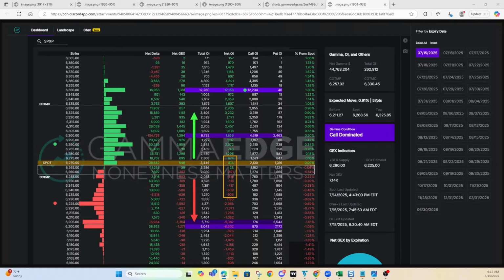But intraday, we'll provide some updates if we see anything change or anything notable for any single stocks. But as of now, everything is call dominated, and call speculators are maintaining control, and 6,300 is that first overall area to get above. So thanks everybody.